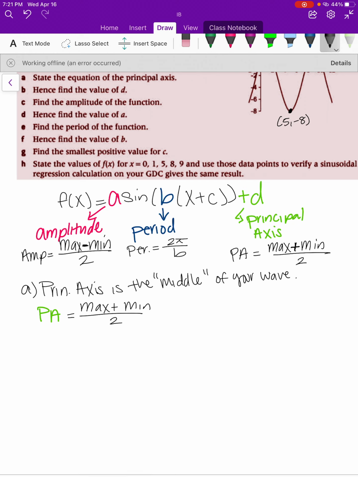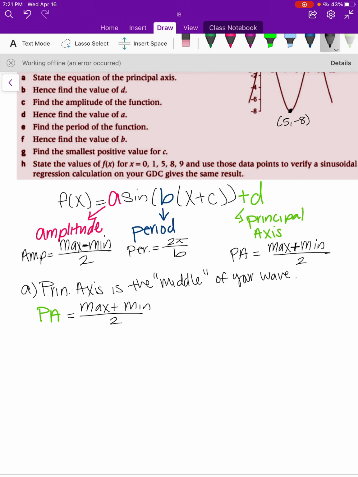But since we want the middle, you're kind of going to do the same thing that you would do if you were trying to find the average. So the middle of a data set, you would add all your values together and then just divide by your amount of values. So in this case, we're going to add our maximum plus our minimum and divide by 2 to figure out what's the middle of this kind of range of my wave function. The highest it goes and the lowest it goes.